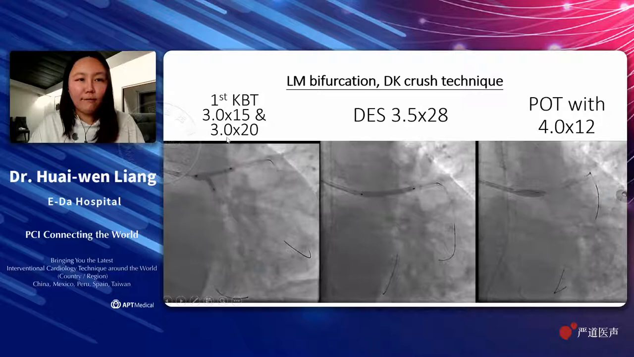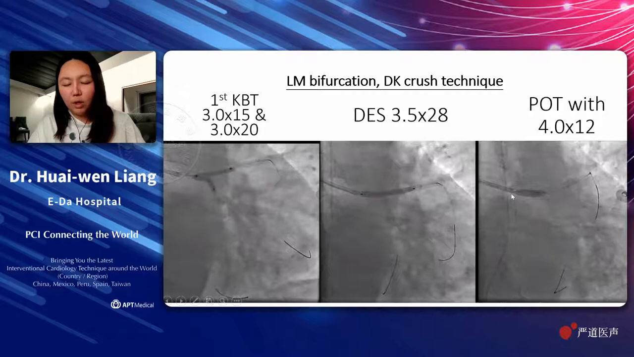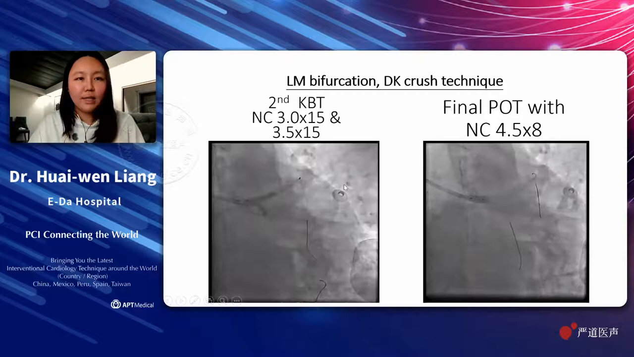After the kiss technique, we perform our main branch stent from left main to mid LAD. And finally, after stent implantation, we perform POT. And after this procedure, we perform wire switch again. For the same reason, we don't remove our LAD wire; we use another wire with Crochet, wiring the left main to LAD through the stent strut, and perform the second kissing balloon technique, followed by final POT.